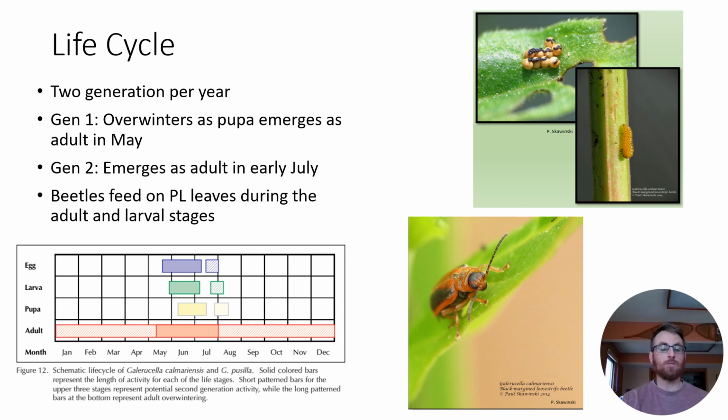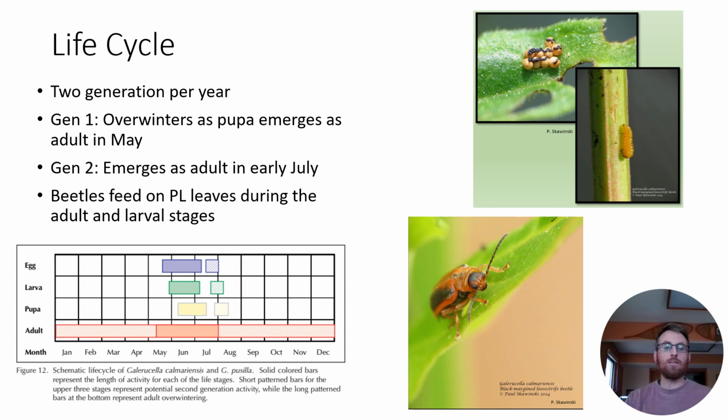Both species of Gallerucella beetles have a 4-stage life cycle: egg, larva, pupa, and adult. They have 2 generations per year. The first generation pupates and overwinters in the soil and starts to emerge in May. They may lay eggs by early June and then typically die off after that. The second generation pupates again in the soil in the middle of the summer and then starts to emerge in early July, typically right around the July 4th holiday.